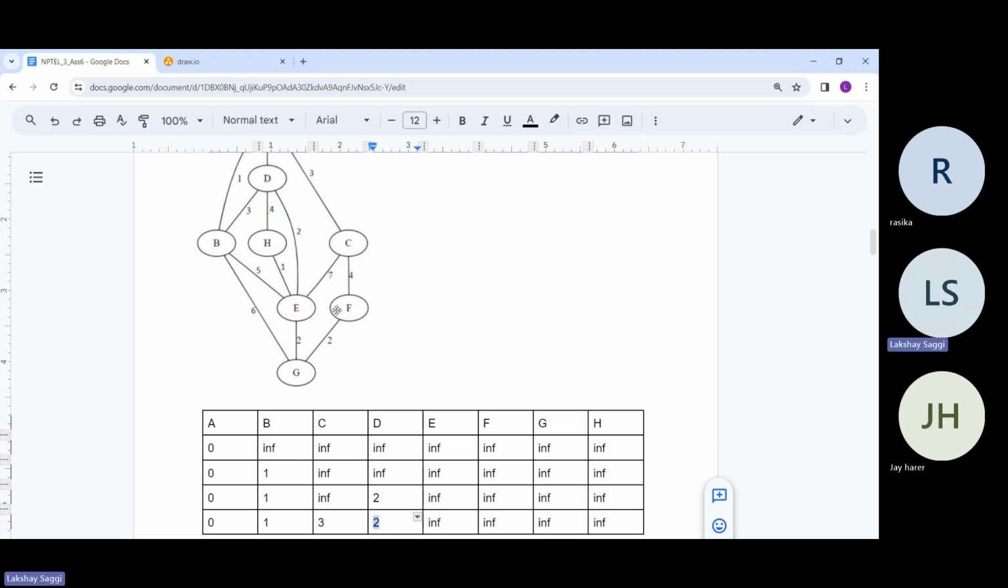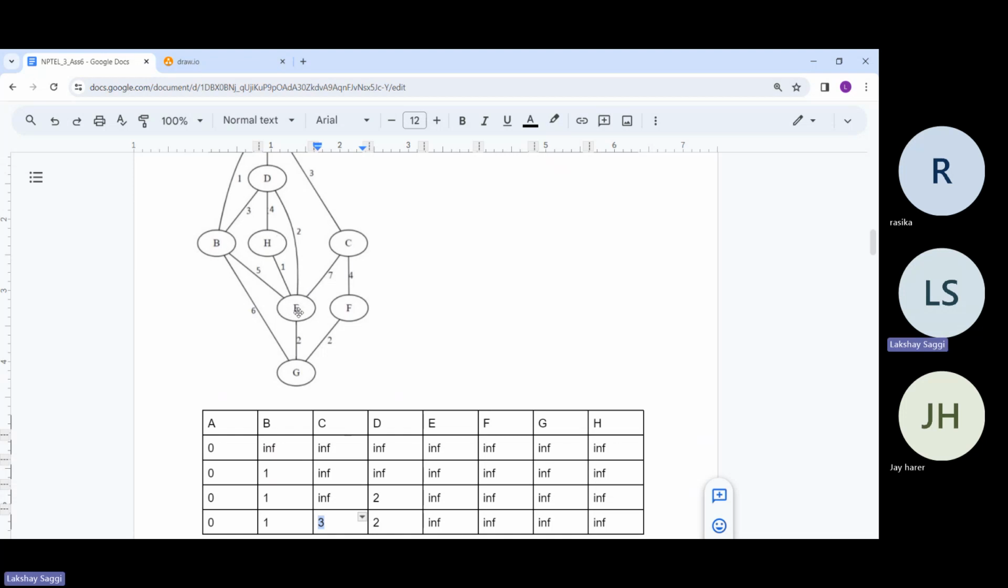But maybe E, F, or G may have a lower distance. So let's see for the distance of E. As can be seen, E has an edge to C. Through C, E has an edge of weight 7, and C was at a distance of 3. So coming to E via C will be a path of length 10. But maybe E can have other paths which are smaller.